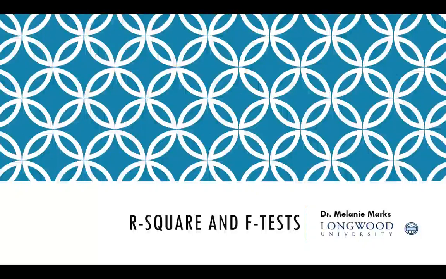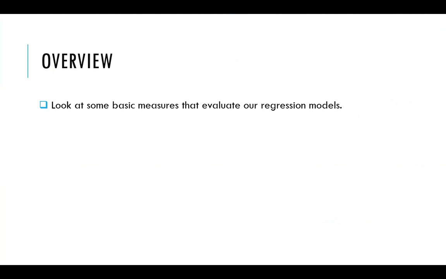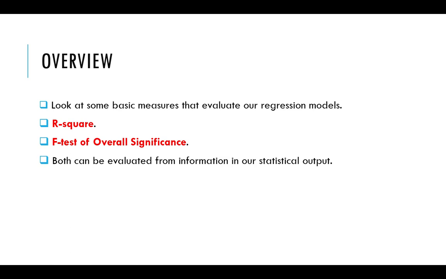Hi students, it's Dr. Marks, and our topic for today is R-square and F-tests, two measures that we're going to use to describe our models. We're going to look at some basic measures that evaluate our regression models. R-square is one of them, and then the second is our F-test of overall significance. Both of these things can be evaluated from the information that comes from our statistical output.